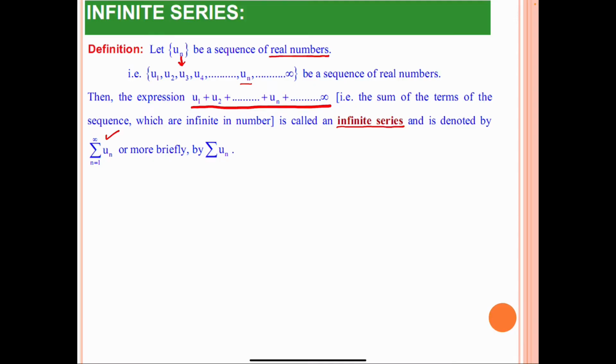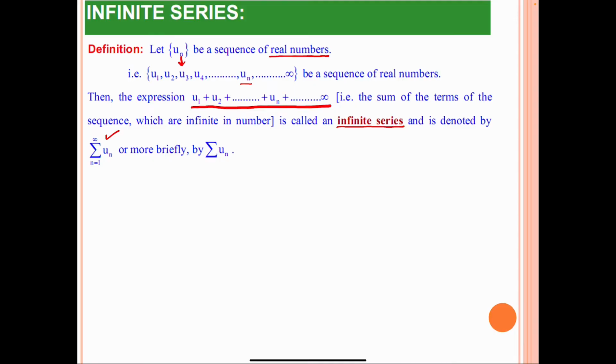So this means that this expression, the sum of the terms of the sequence, which are infinite in number, is called an infinite series. तो हमें इस कंप्लीट जो टॉपिक है इनफाइनाइट सीरीज का, हमें ये जो एक्सप्रेशन आपने लिखा है u1 प्लस u2 प्लस u3 प्लस un एंड सो ऑन अप टू इन्फिनिटी, इसका बिहेवियर को एग्जामिन करना है, examine the behavior of these type of series, whether these type of series is convergent or divergent or oscillatory. We have to examine all these things.